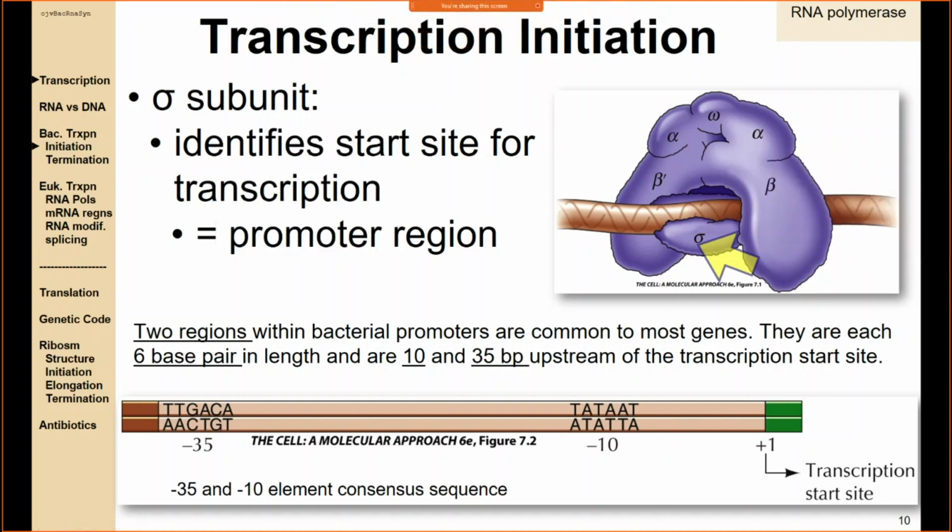Okay, now someone type in a C if you can answer this question, and then you'll unmute. Can someone tell me why it's a good idea to have these two consensus sequences? There's one at -10 back from the start site and one at -35. Someone type a C and I'll call on you.